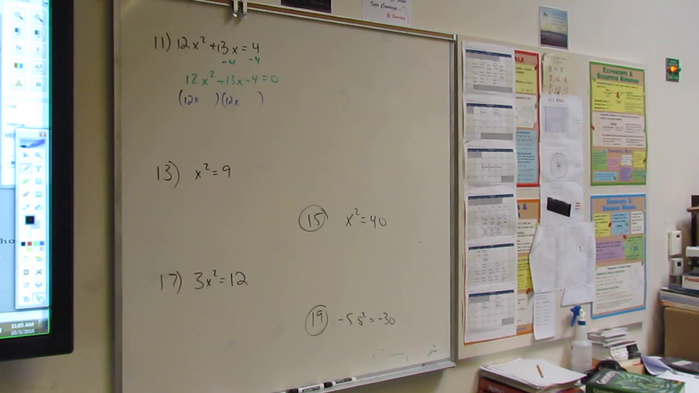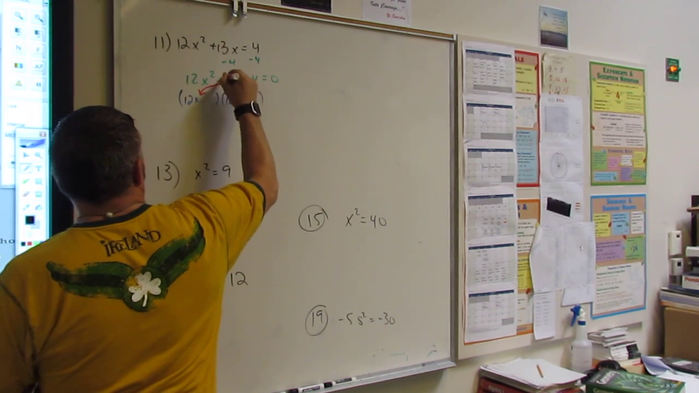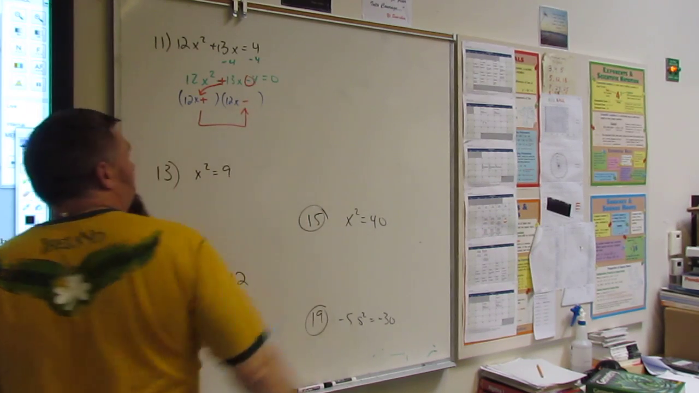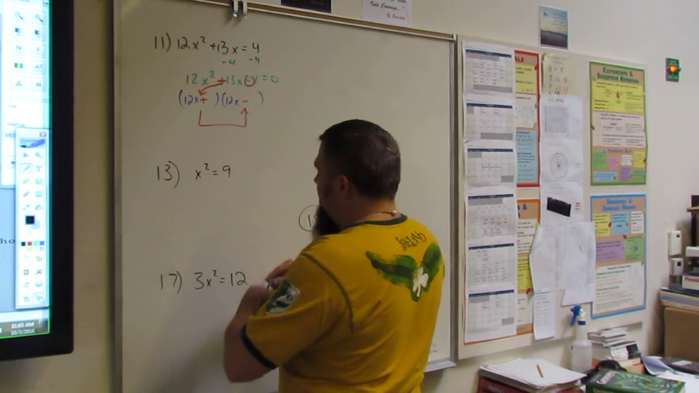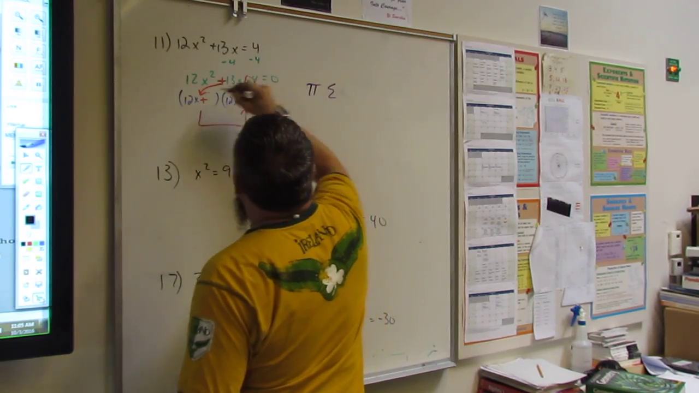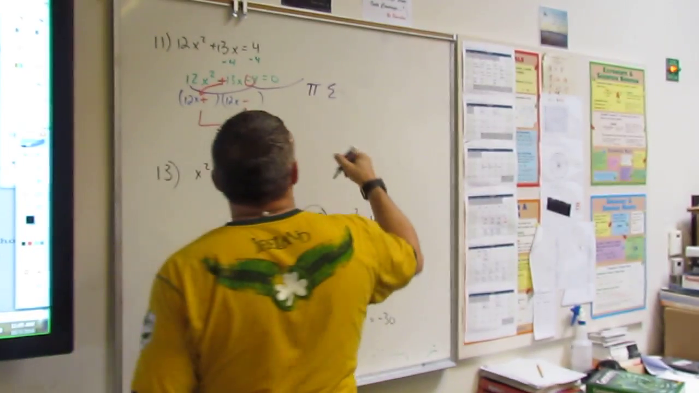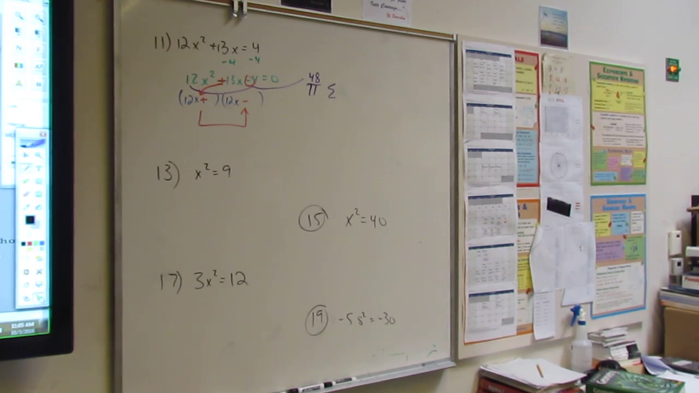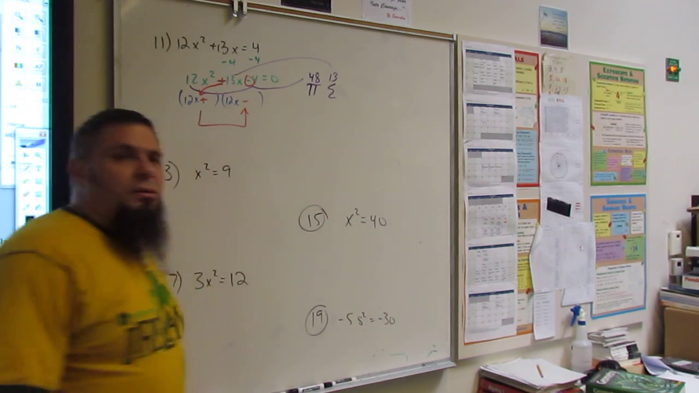Now, what's the first sign? Multiply plus. This is a plus. Good. And then this tells me that they are different. Good. And then we have product and sum. The product is 4 times 12, which is 48. And what's the sum? The middle number. Okay?